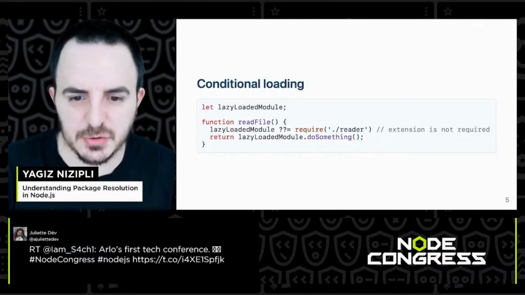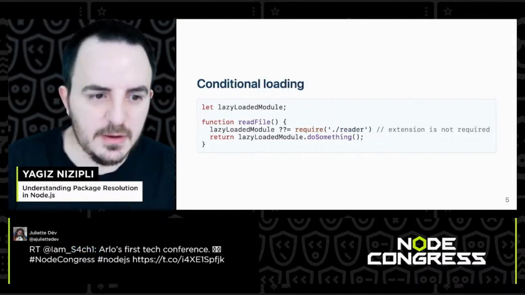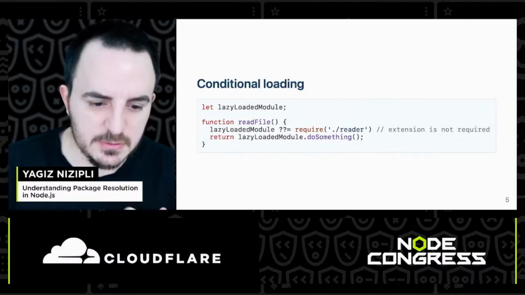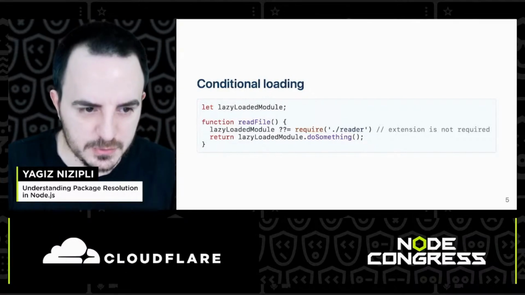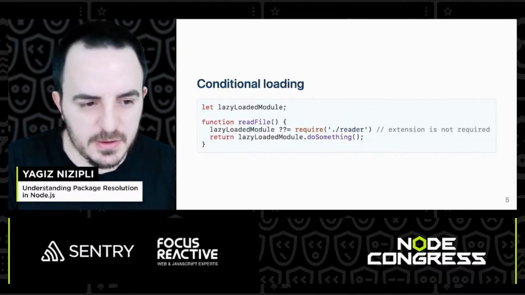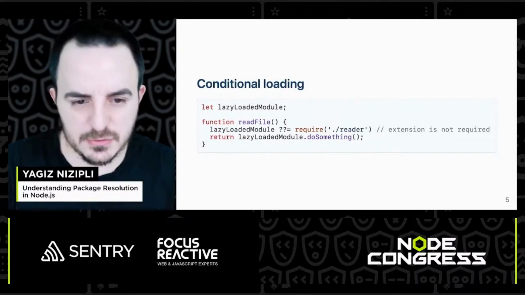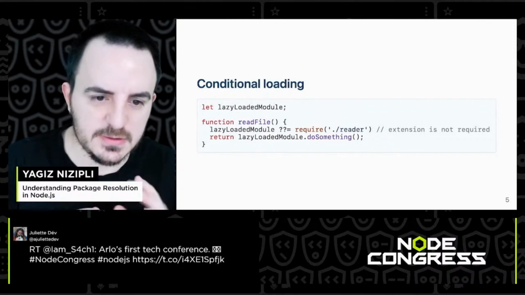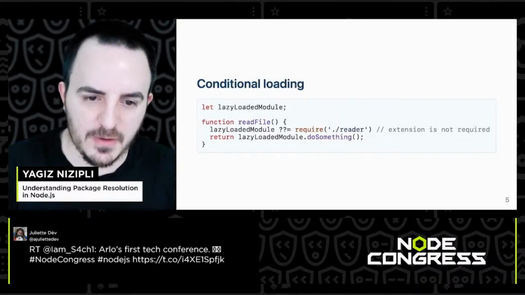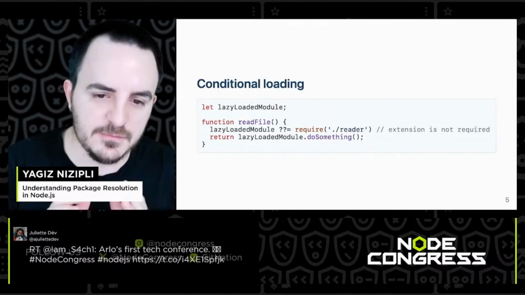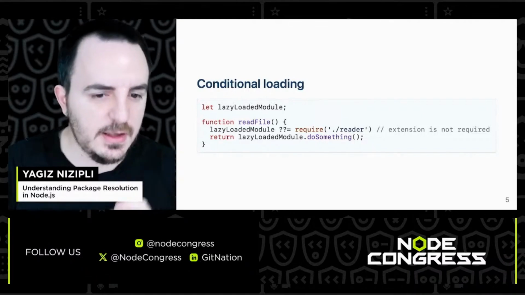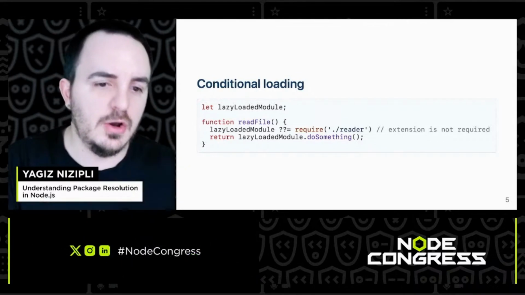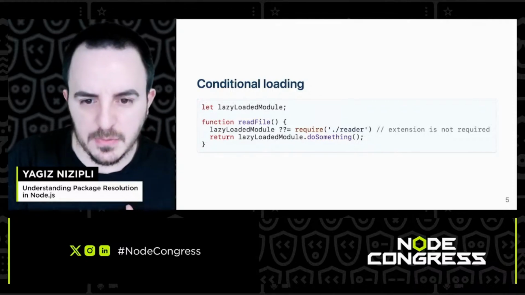As you can see, the extension is not required for ./reader. This means that first the loader is going to check for the .js extension, then .json, and so on and so forth. And then it will return a value, and then we can run this function. So in order to load this file without an extension, this implementation makes a synchronous call to the file system in order to understand if the reader.js file exists. If not, it automatically checks for reader.json, and so on and so forth. And then it will return an error if it's not found.